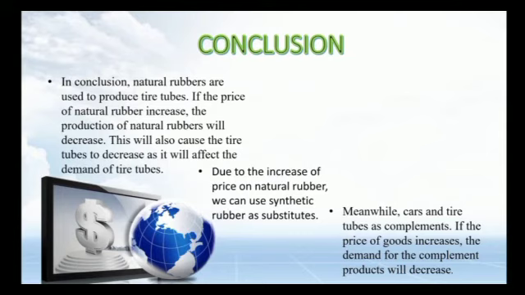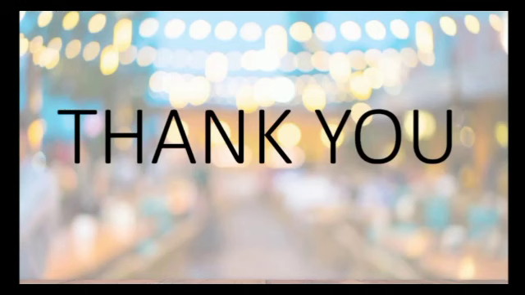In conclusion, natural rubber is used to produce tire tubes. If the price of natural rubber increases, the production of natural rubber will decrease. This will also cause the tire tubes to decrease as it will affect the demand for tire tubes. Due to the increase in the price of natural rubber, we can use synthetic rubber as a substitute. Meanwhile, cars and tire tubes are complements. If the price of a good increases, the demand for the complement products will decrease. Thank you.